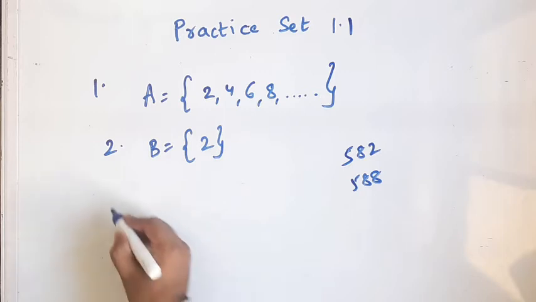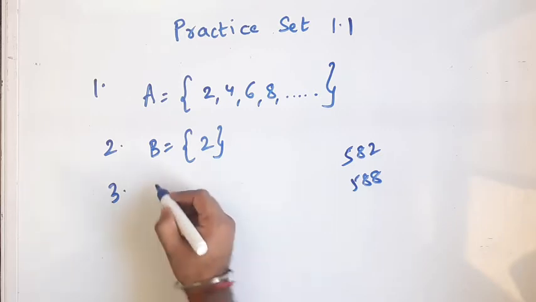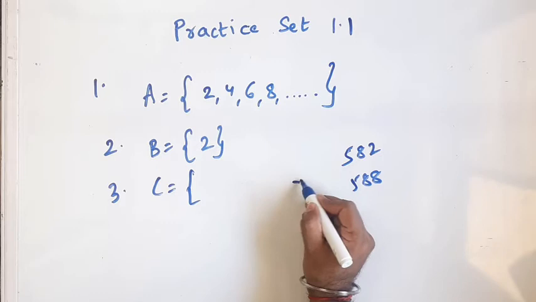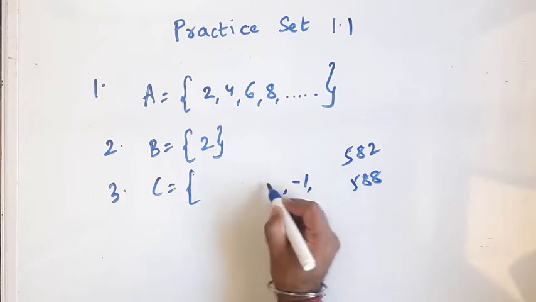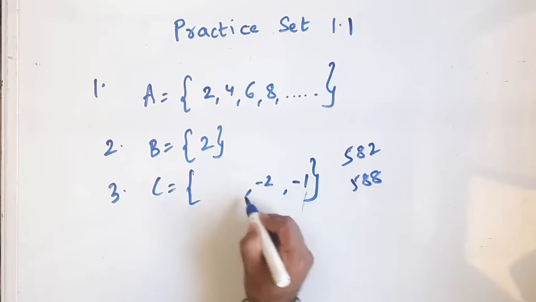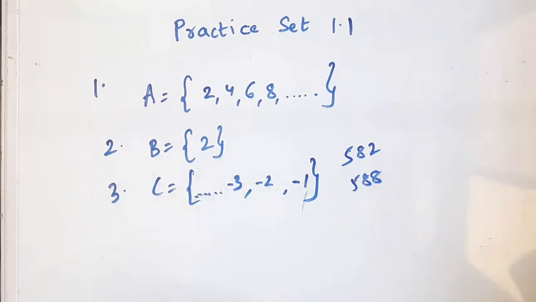Then third one, set of negative integers. Now how will I write this? As you see in the number line, it is -1, -2, -3, dot dot dot. On the number line you see it like this. These are the set of negative integers.